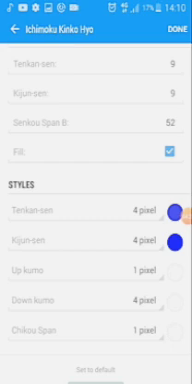Now on the up Kumo and the down Kumo and the Chikou span, if you have a white background like me, make sure that yours also is white. The up Kumo, down Kumo, and Chikou span, make sure that they are also white. If you have a black background, make sure that the up Kumo, down Kumo, and the Chikou span are black. Okay, then you click done.